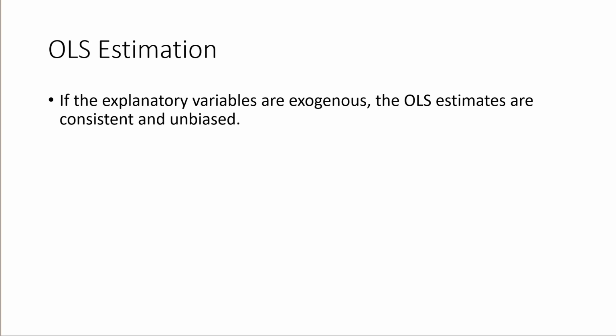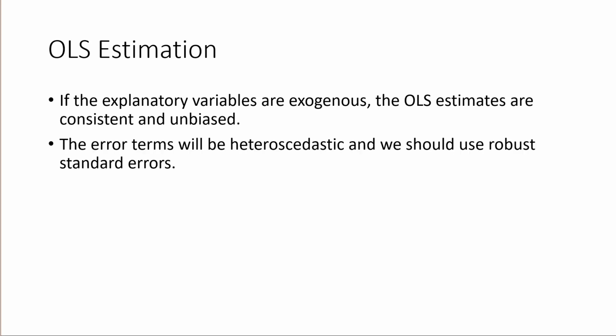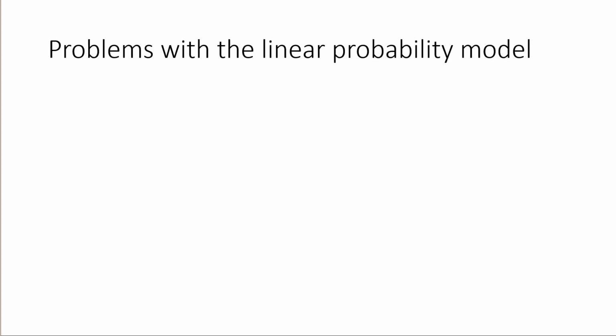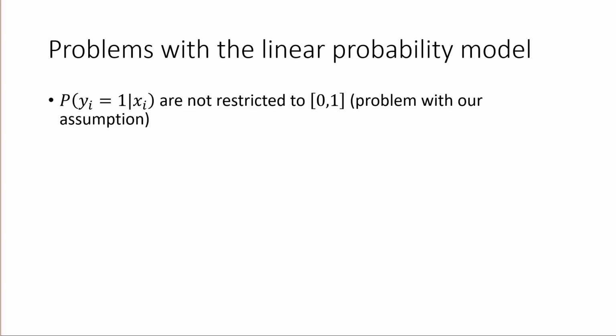You can show that in a linear probability model, the error term must be heteroscedastic. It's actually not possible for it to be homoscedastic, so because of that, we should use robust standard errors if we do a linear probability model. However, it turns out that the linear probability model with the OLS estimates does have some problems, and we are going to look at that now.